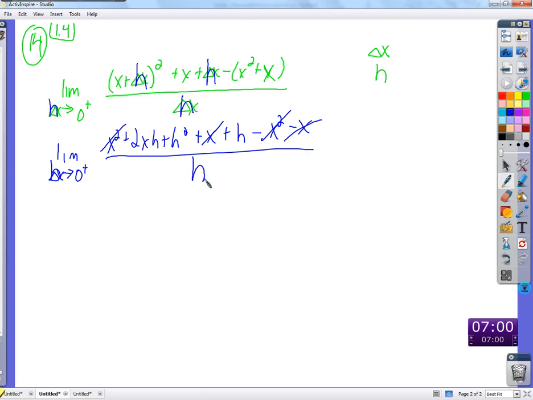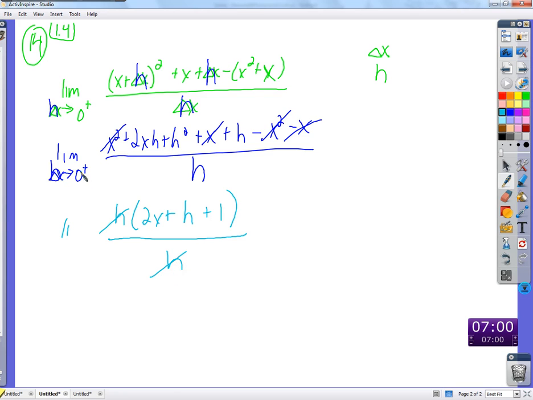I did it wrong. That's as far as I got. Well, now everything left has a factor of h in it, at least one factor of h. So now we have the limit of h times 2x plus h plus 1, over h. Just factor an h out of all of these. Factor out an h, you get left 2x, left is h, left is 1. h plus 1, and then over h. So these get canceled out. Now we've gotten rid of the troublemaker, the thing that makes the denominator 0.